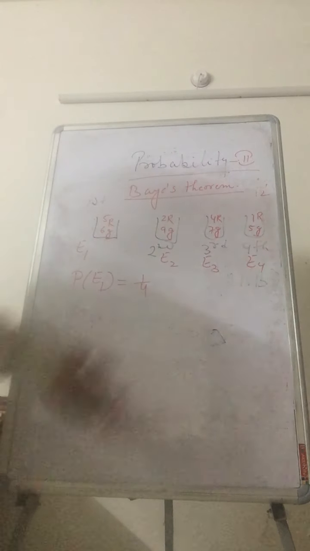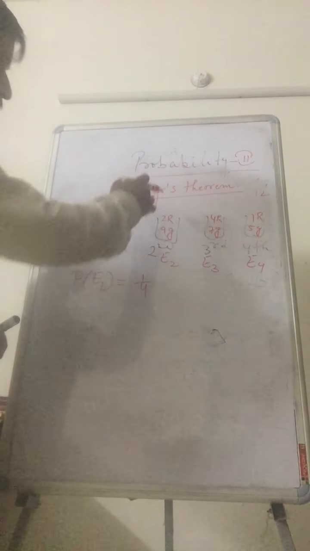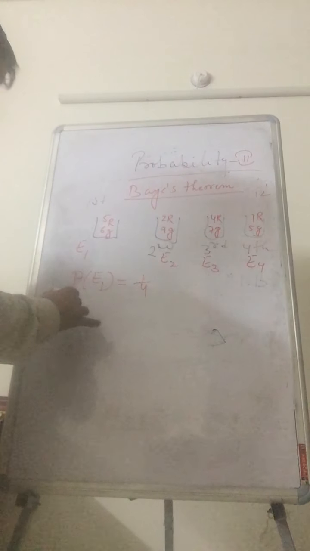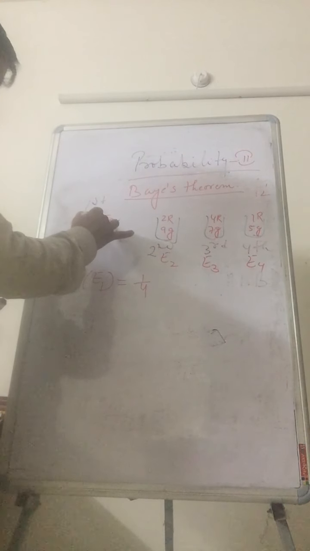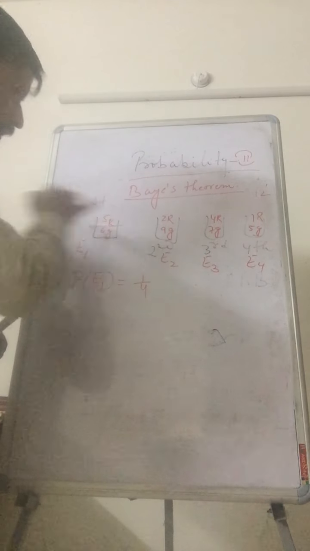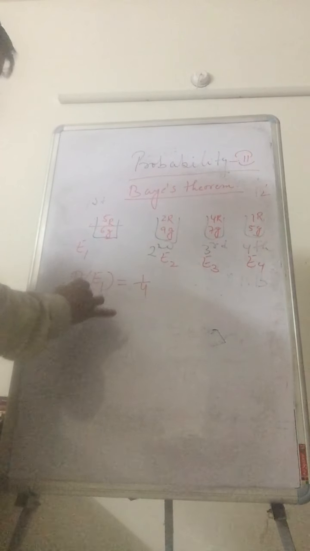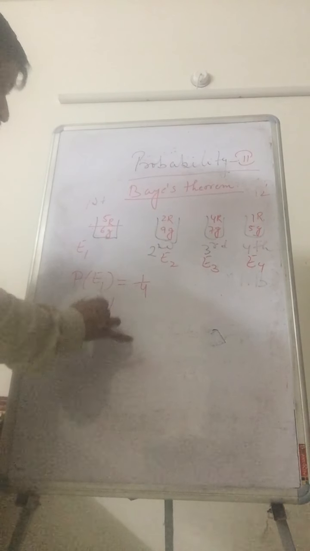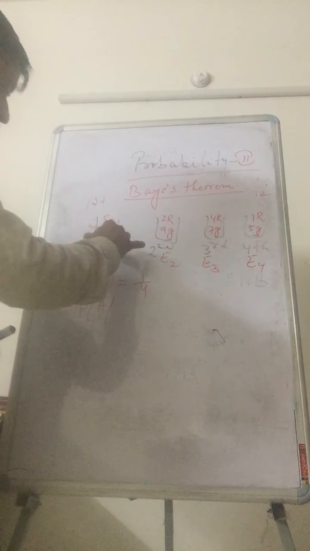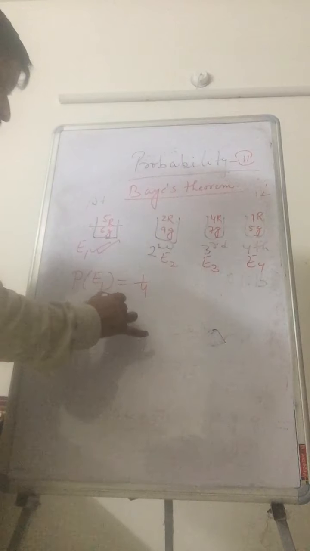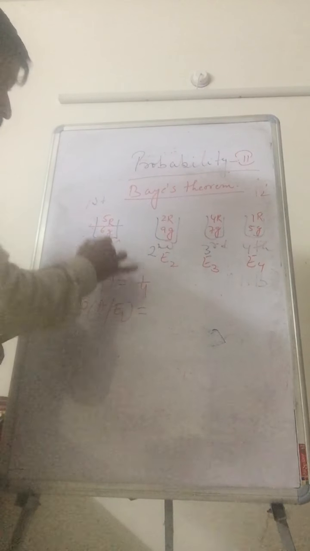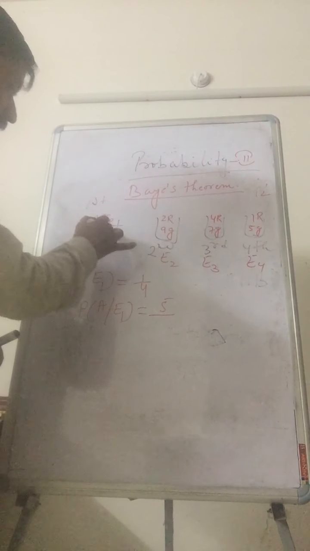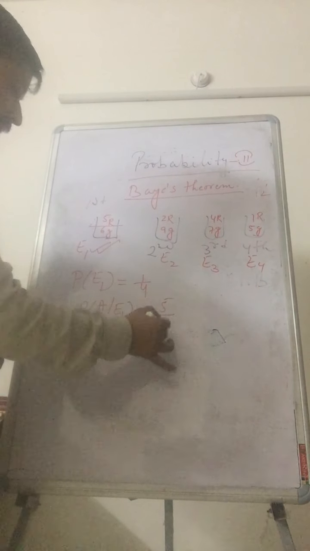Now, in the last video I taught you conditional probability. Now let's represent selecting a red ball with the letter A. What is the probability of selecting a red ball from bag number 1, or container E1? How many red balls are there? 5, and the total number of balls is 6 plus 5, that is 11.